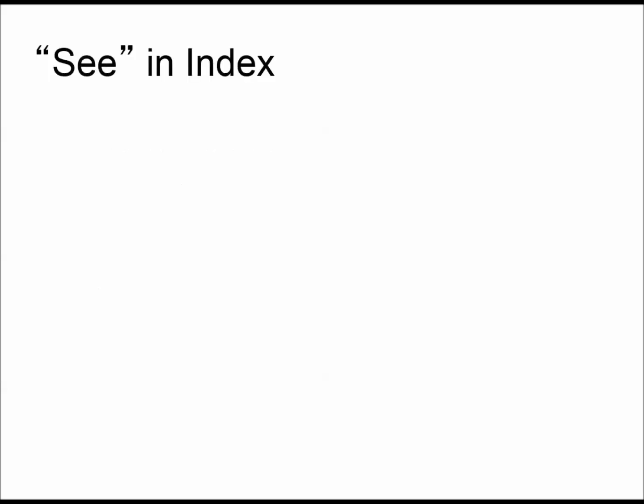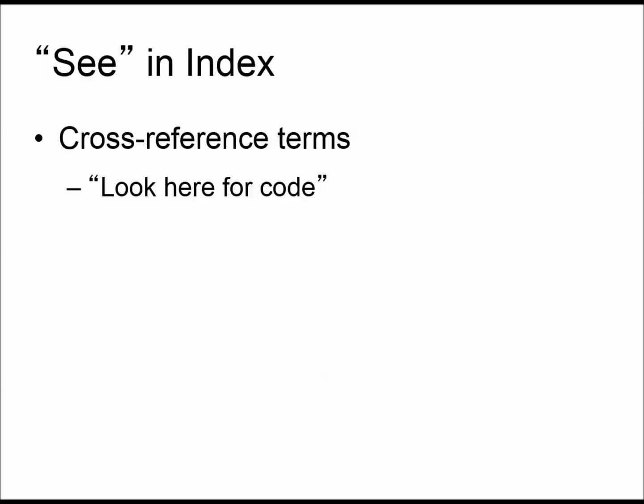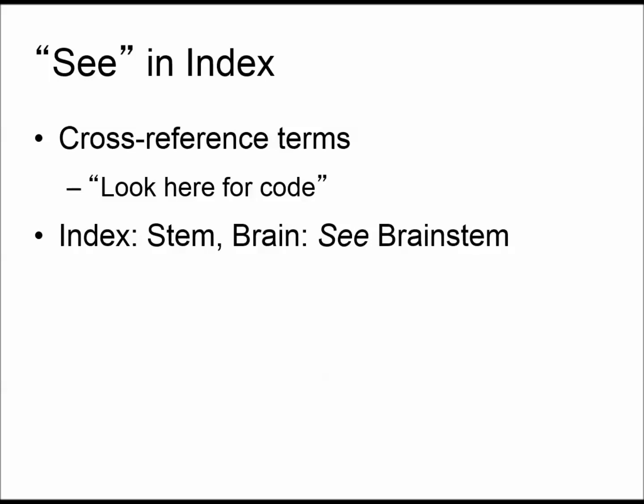Okay, let's go on to the word C. C is a cross-reference term. It's found in the index of the CPT manual, and what it's telling you is directing you to another term or other terms so that you can find your code elsewhere. So here in your index you have stem, brain. It might say brainstem. Go to brainstem and see if you can find what you're looking for there.